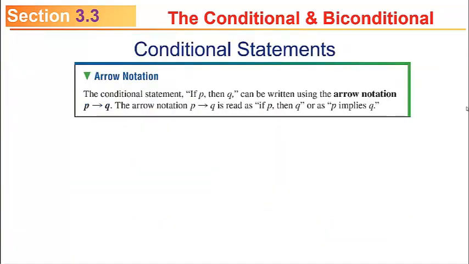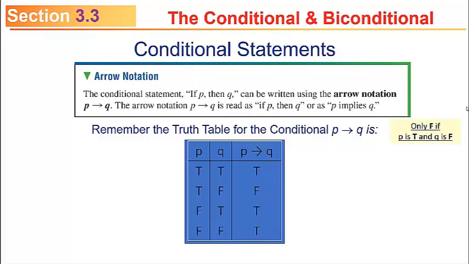This is just a summary now of what we've said. Sometimes that right pointing arrow is referred to as the arrow notation, but otherwise that is just a statement of what we've already said. The conditional statement, if P then Q, can be written using the arrow notation as P, right pointing arrow, Q. The arrow notation is read if P then Q, or P implies Q.